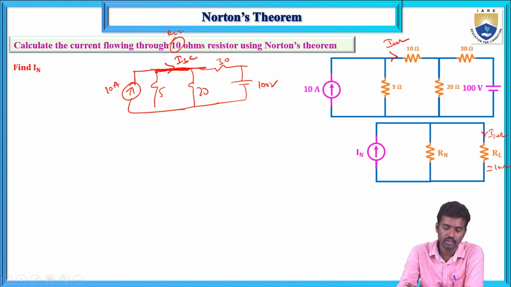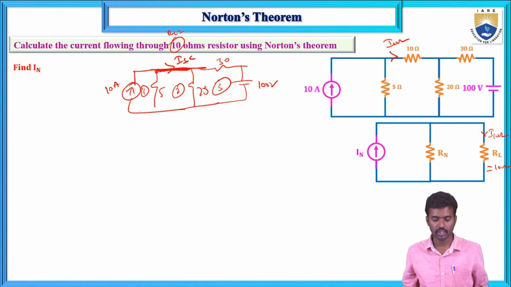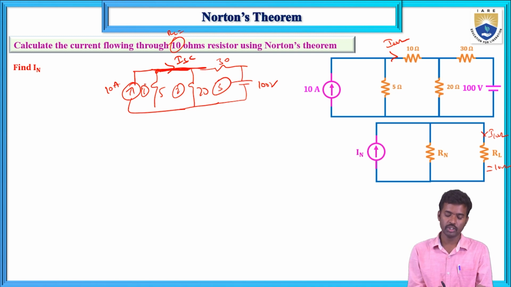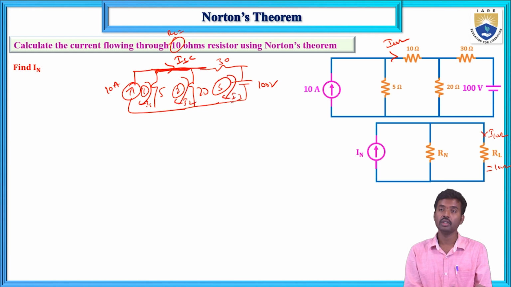How will you calculate? By applying mesh analysis or nodal analysis. Here the short circuit current can be calculated. First mesh 1, mesh 2, mesh 3. There are three possible meshes in the given network, and the mesh currents I1, I2 and I3 are in the clockwise direction.